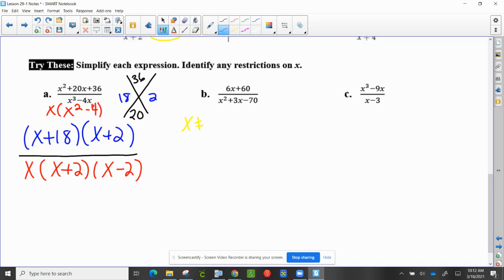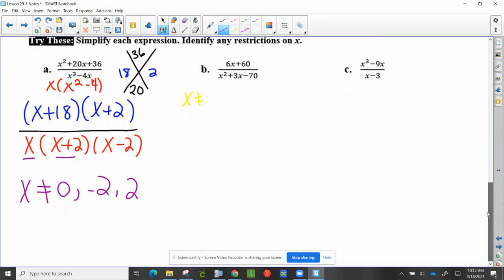Okay, before I cancel anything out, though, I want to get my restricted values or my excluded values. So what x cannot equal. So look at each factor in the denominator. So if this one, x can't be 0. x can't be -2. And x can't be +2. Because if it's any of those three values, you're going to get a 0 in your denominator, which is what we do not want.